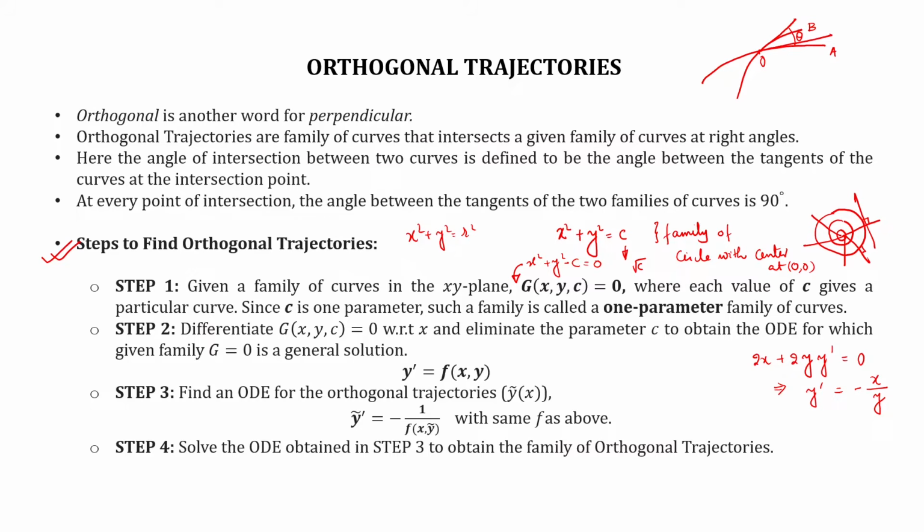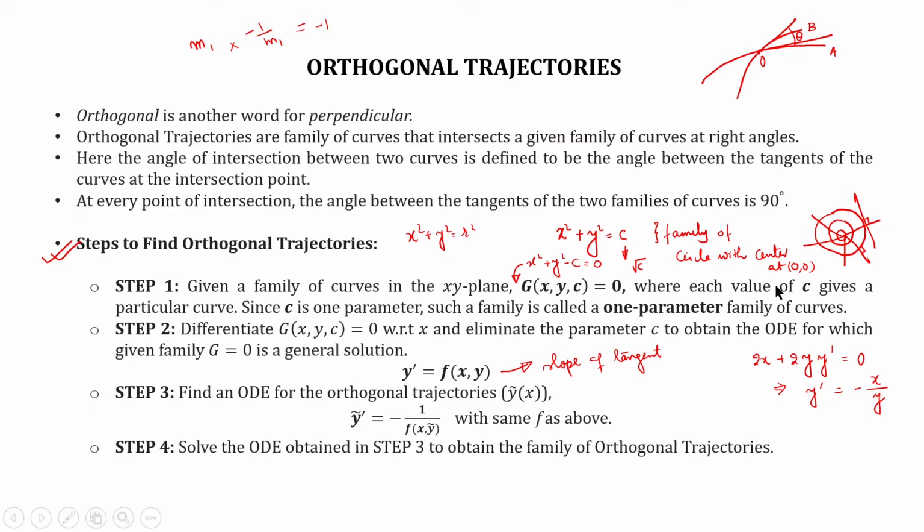We know from basic mathematics that if one straight line has a slope of m1 and another straight line has a slope of minus 1 by m1, then those are perpendicular to each other, because their slopes when multiplied give us minus 1. So for two straight lines to be perpendicular to each other, their slopes when multiplied should give us minus 1. Here this y dash represents the slope of the tangent to the curve g of x, y, c equal to 0. So this gives the slope of the tangent.